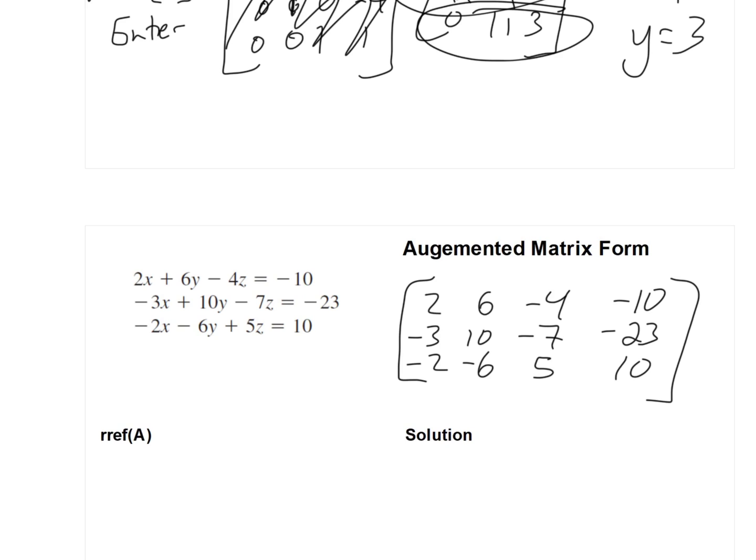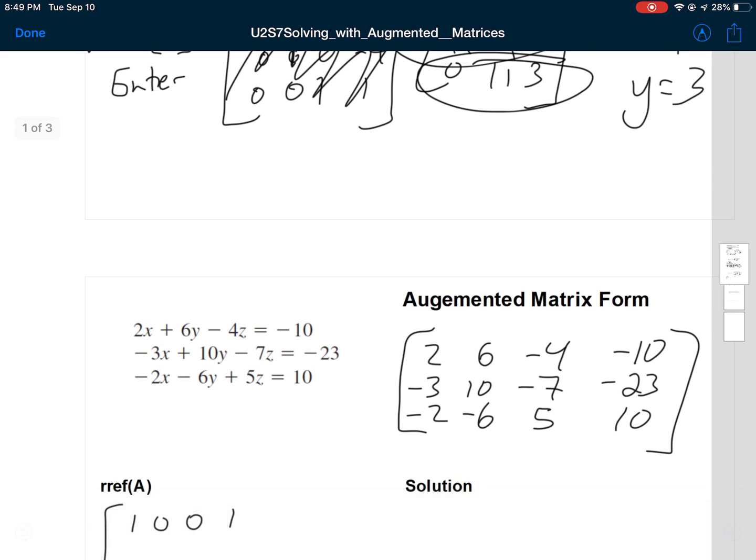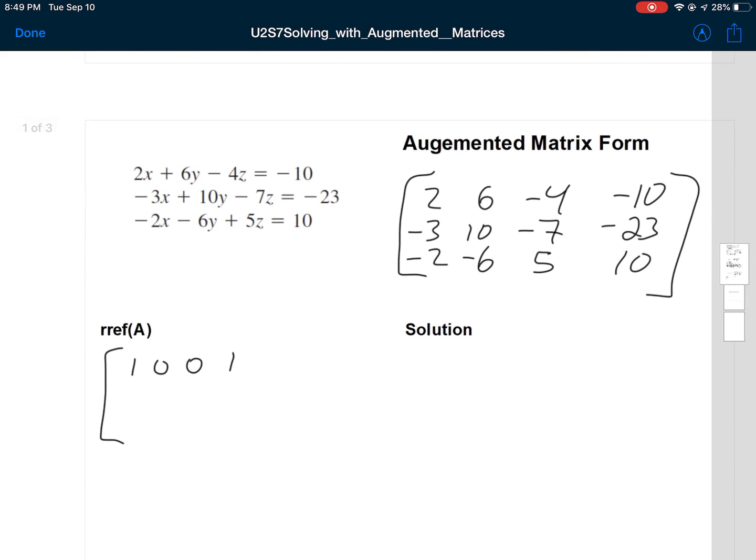I'm going to type that into my calculator, and for the sake of time, this is what it spits out. I get 1, 0, 0, 1; 0, 1, 0, -2; 0, 0, 1, 0.